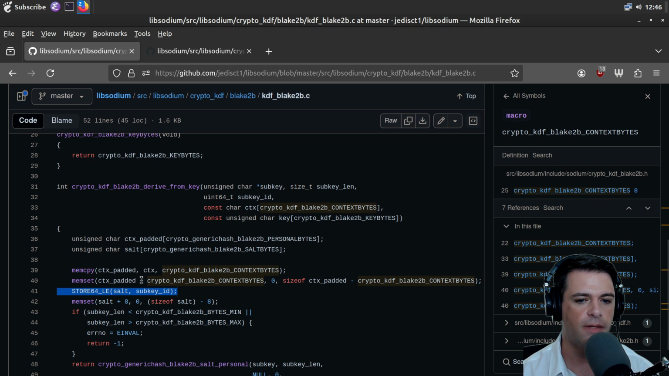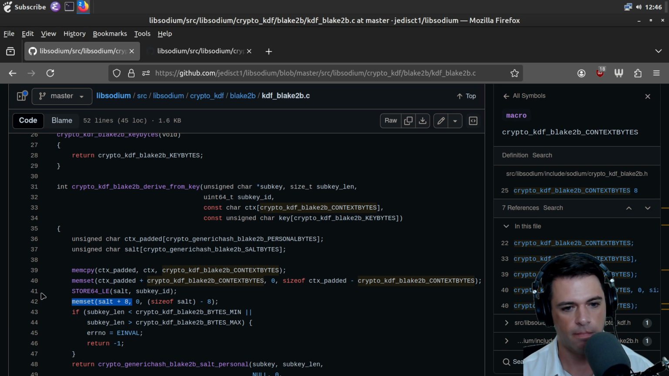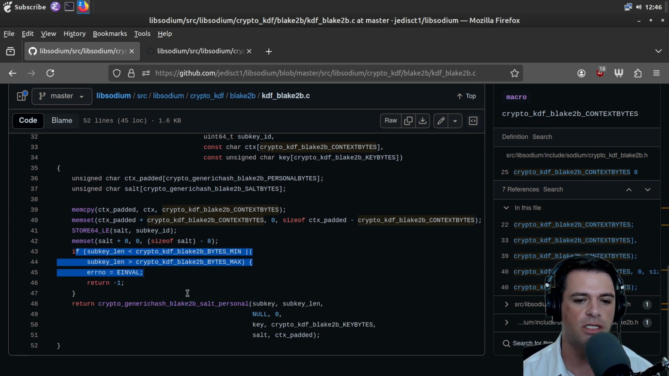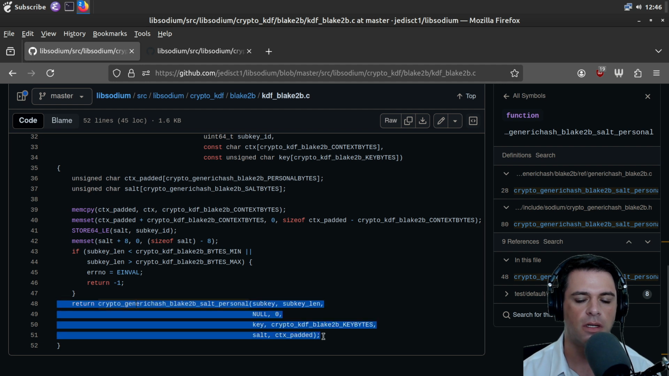I guess storing the subkey ID into the salt. And then we're taking everything that's not the subkey ID, setting it to 0. And then we do like a verification on the size, and then we call crypto generic hash Blake 2B salt personal, and just our hashing.